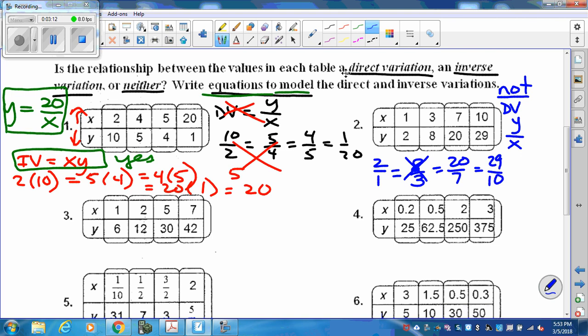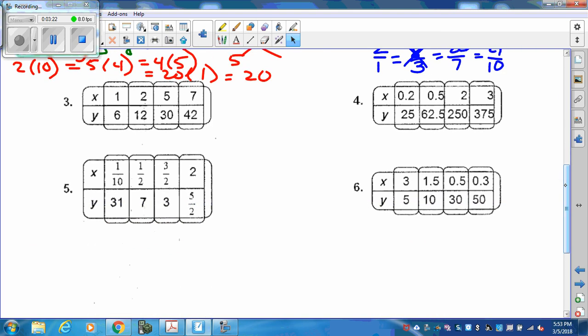And it can't be inverse because for inverse, one is going up and one is going down. These are both going up. Okay. So look at number 3.